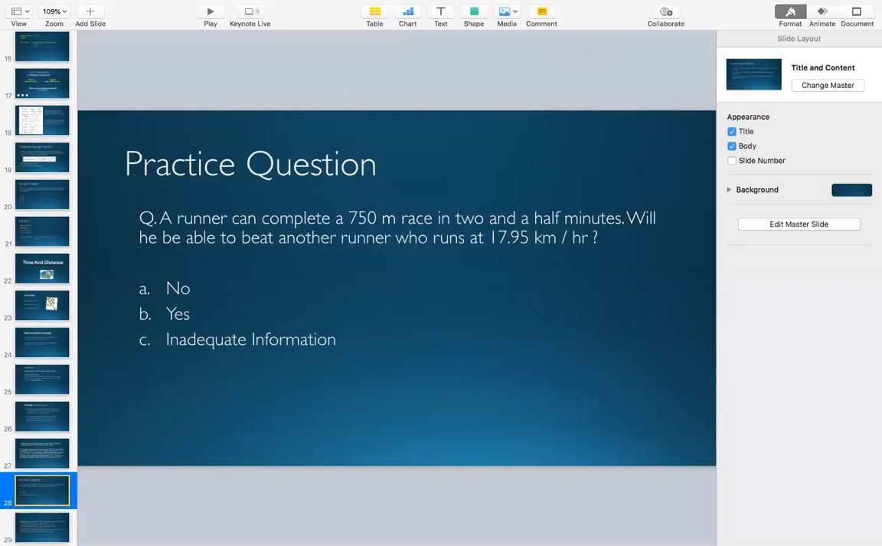Now the distance is given in meters, the time is given in minutes, and the question is to find out if another runner who runs at 17.95 kilometers per hour will be able to beat another runner or not, right? So if we want to compare them, we will have to first of all find out the speed of the first runner in terms of kilometer per hour, right? And after we find the speed in kilometer per hour, only then we can compare their speeds, and then we can decide whether the first runner can beat the second runner or not.